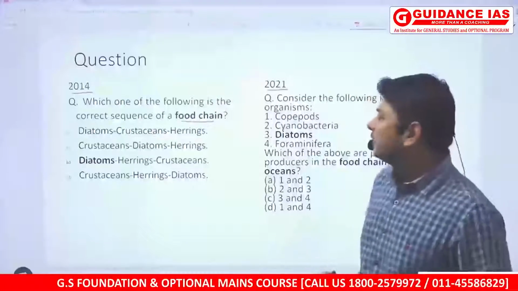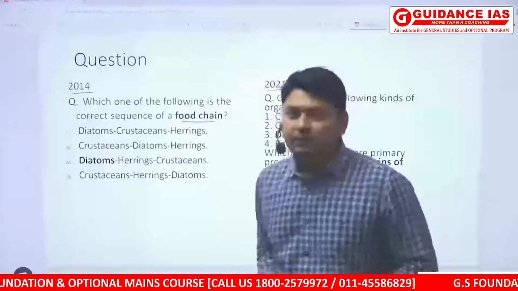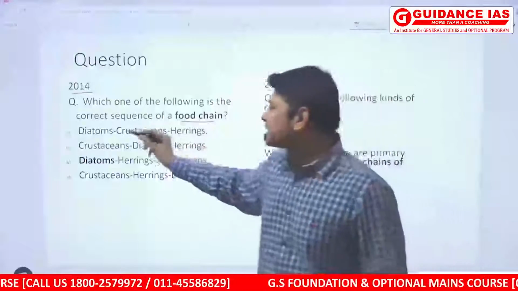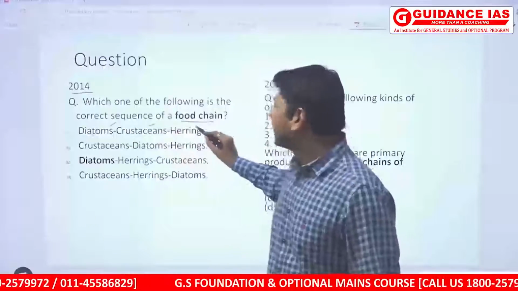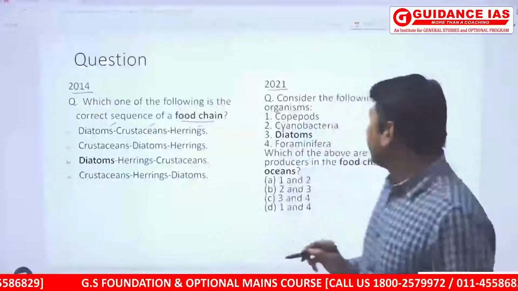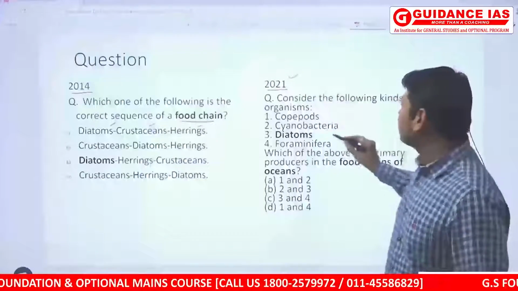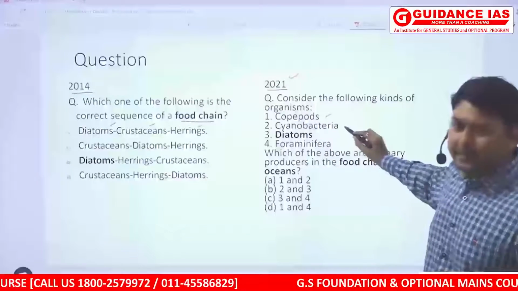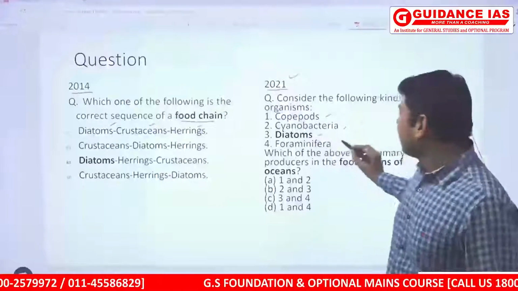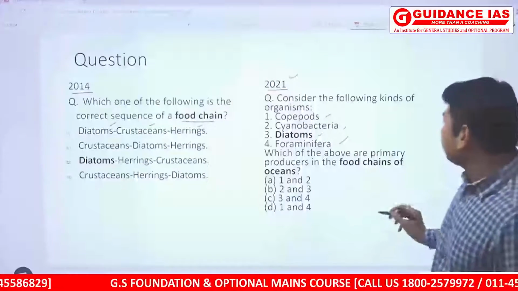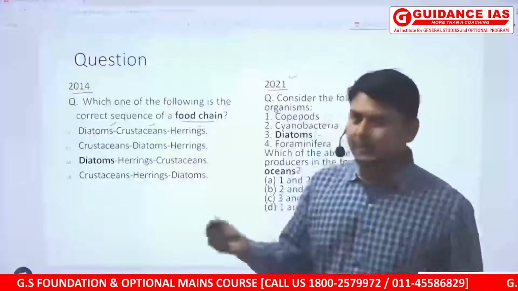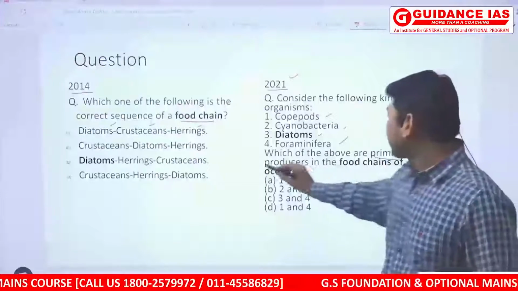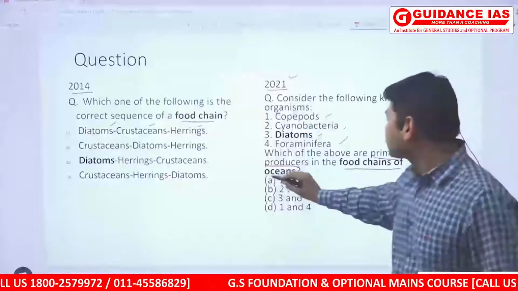Now I will be reading the question. Which of the following is the correct sequence of a food chain? The options are jumbled between the three items: diatoms, crustaceans, and herrings. Now I am going to see the 2021 question. Consider the following kinds of organisms: copepods, cyanobacteria, diatoms, and foraminifera. Now, here there is a twist that is being played by UPSC. What is the twist? Which of the above are primary producers in the food chain of oceans?